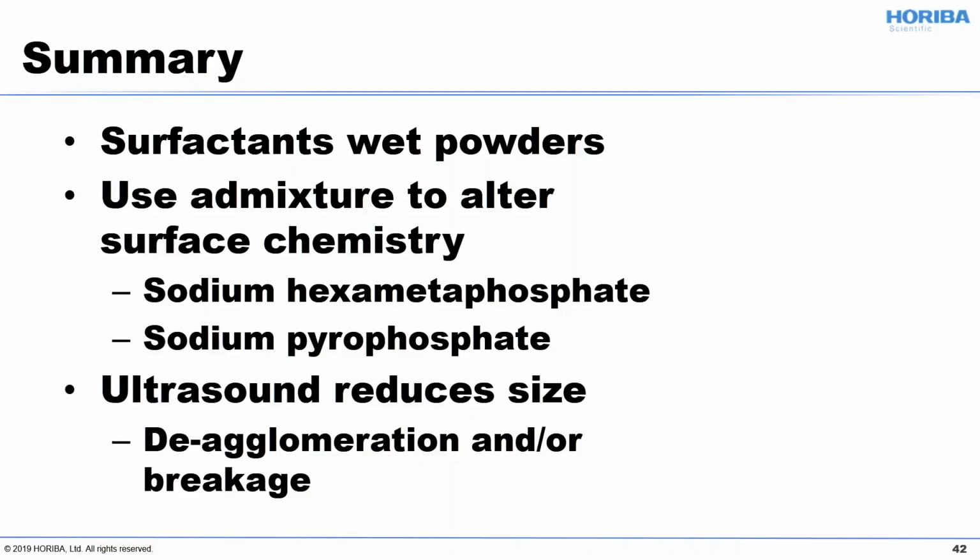Use some sort of additive to alter the surface chemistry of your particles: sodium hexametaphosphate, sodium pyrophosphate, and the other ones listed. Ultrasound or air pressure can reduce particle size by adding energy, and that can either be deagglomeration, which is good for the purpose of this talk, or breakage, which is bad for the purpose of this talk. Because remember, we're analyzing the particles, we're not trying to mill them or modify them. That may be a different process step.